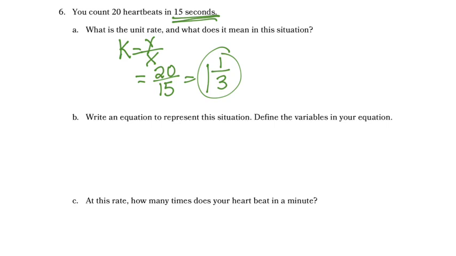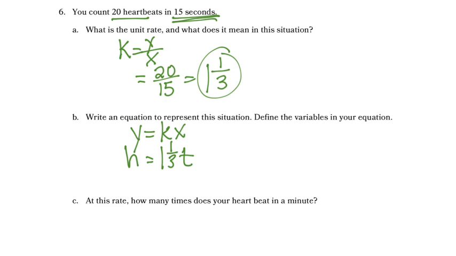Writing that equation now is going to be y is equal to kx. We obviously know our k is 1 1/3. Our y, we said, was our heartbeats. So I'll put an H for heartbeats, and then a T for time. Time is, again, always going to be our x.